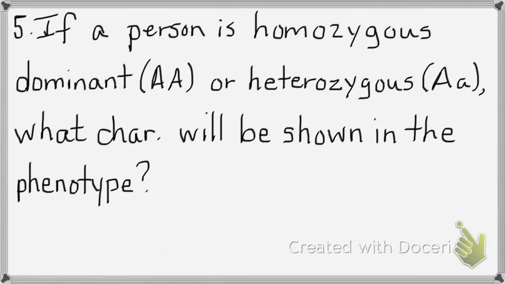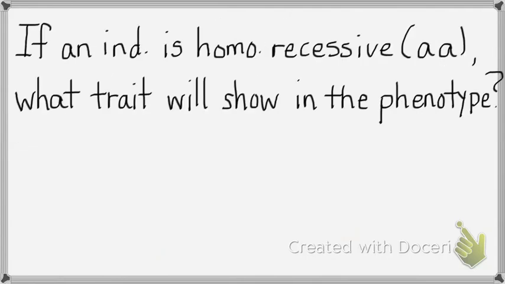Okay, number 5. If a person is homozygous dominant, big A, or they are heterozygous, big A, little a, what characteristic will be shown in their phenotype? Very good, Taylor, the dominant. They're going to appear dominant. So the point is, they could be homozygous or they could be heterozygous. You really can't tell by looking at their phenotype. How about if an individual is homozygous recessive, little a, what trait will show up in the phenotype? Recessive. Very good, recessive.